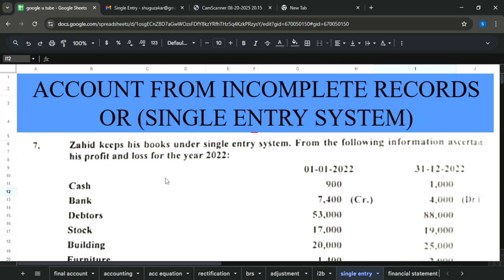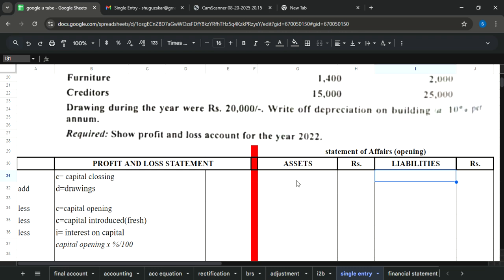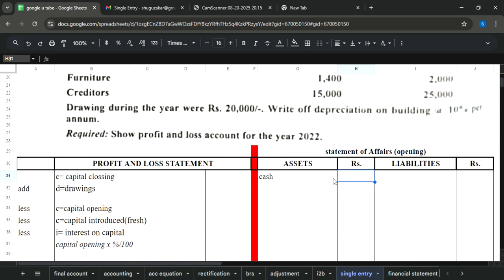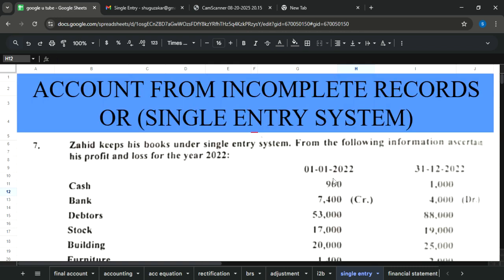First is cash. So let's put it out. Cash is your asset, and the cash amount given is 900. Just post 900 in the opening asset side.